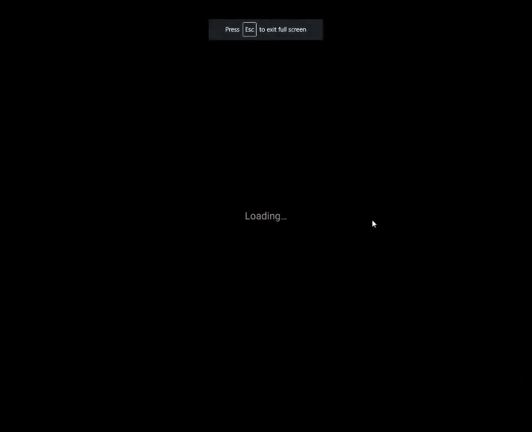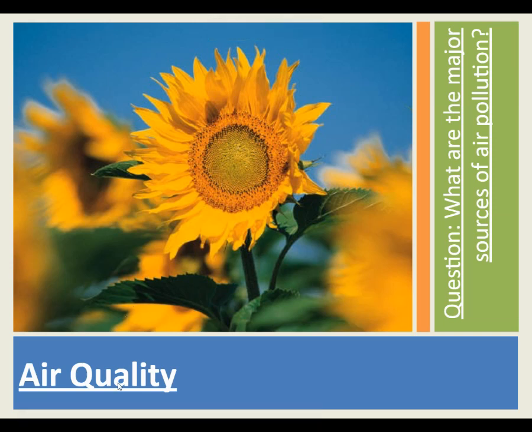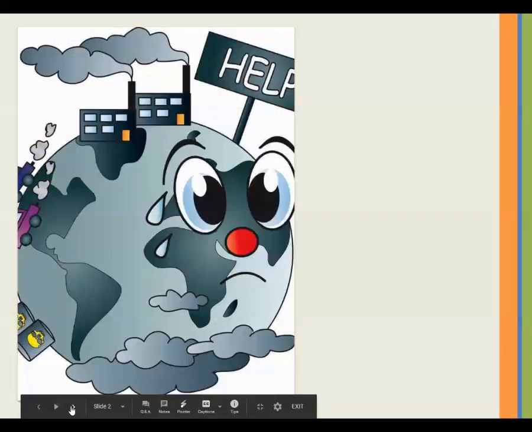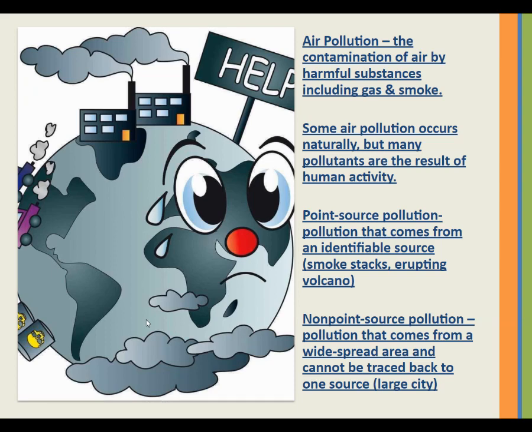Okay, so I wanted to talk about air quality to go with your carbon cycle project. If we're talking about air pollution and all of this extra carbon that's in our atmosphere, we need to talk about the effect that it's actually having on us. Air pollution is contamination of the air by harmful substances.